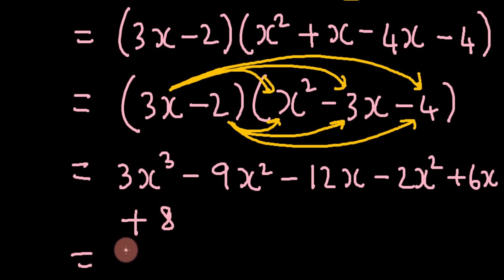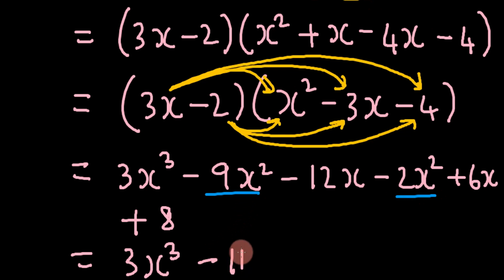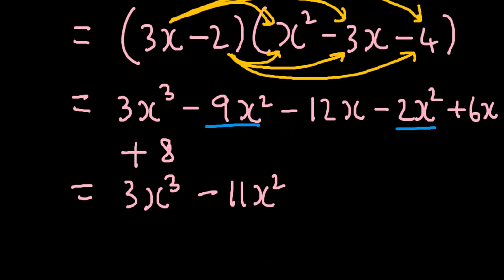We can add like terms. So negative 9x squared minus 2x squared is negative 11x squared. And then negative 12x plus 6x will give us negative 6x. And then we also have the positive 8 here.